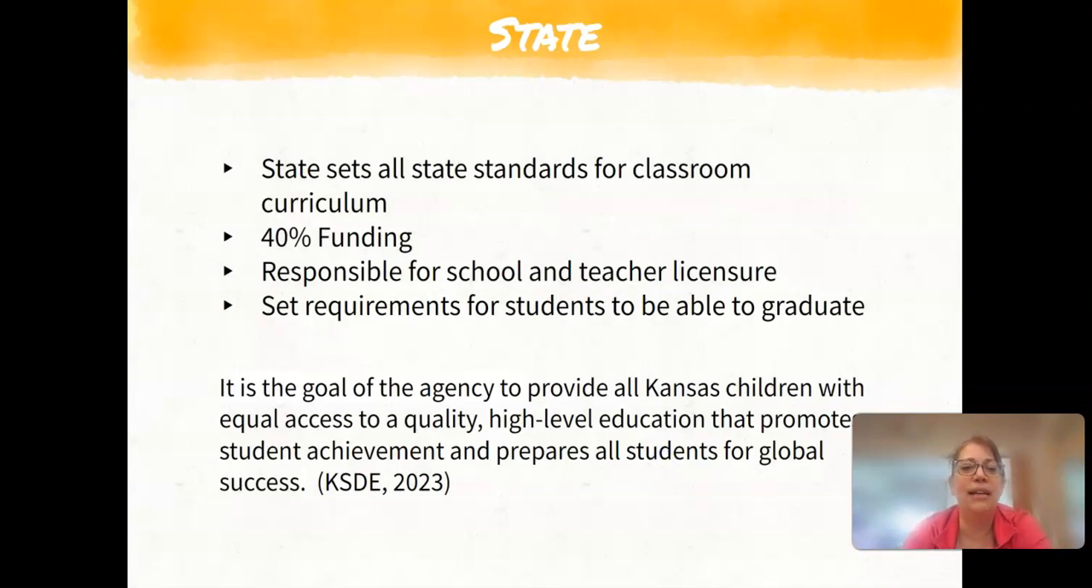The next one we're going to talk about is state. Our state runs our schools pretty well. State sets all of our state standards for our classroom curriculum. They also provide 40% of our funding. The state is also responsible for all school and teacher licensure, and it sets requirements for students to be able to graduate. I did go ahead and put the mission statement in here for the state of Kansas. It says, "It's the goal of the agency to provide all Kansas children with equal access to a quality, high-level education that promotes student achievement and prepares all students for global success."